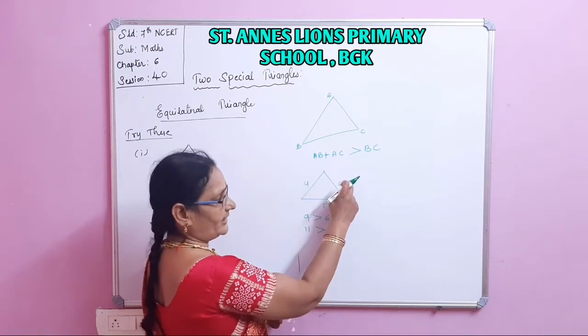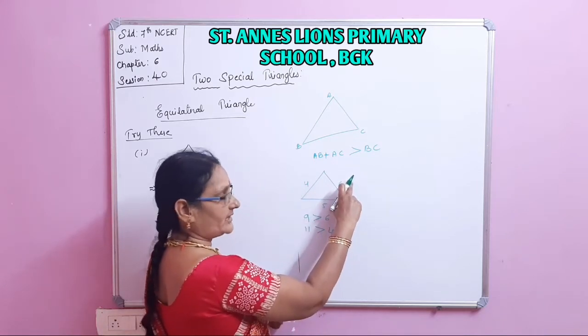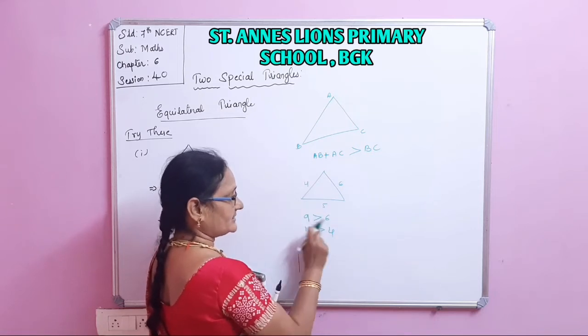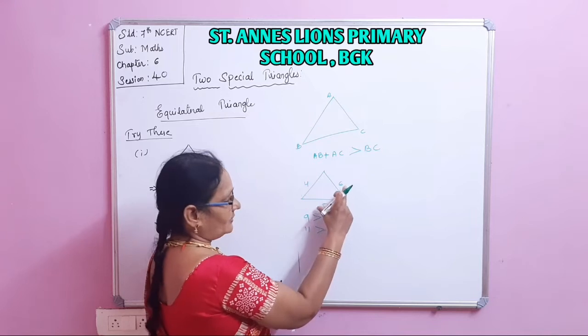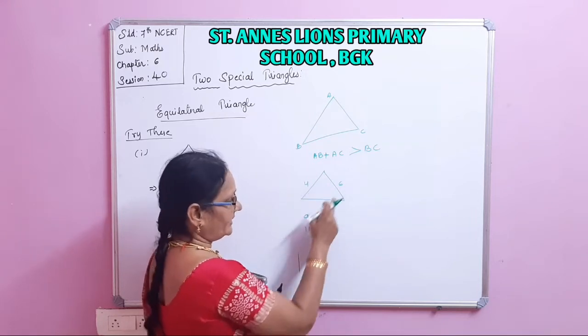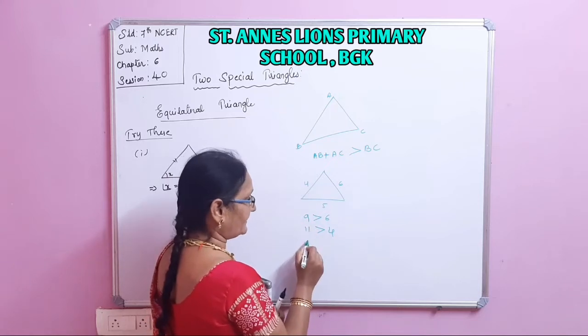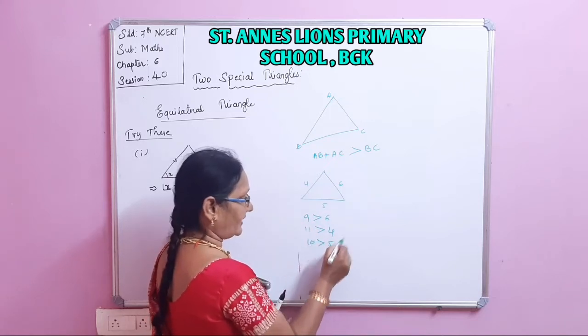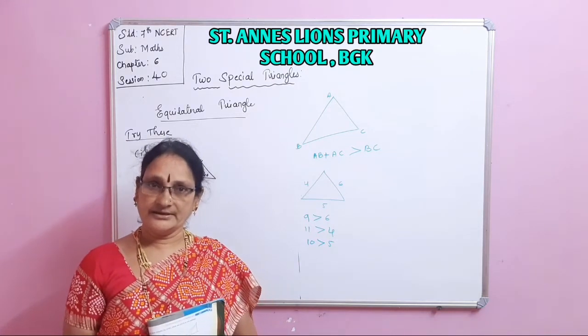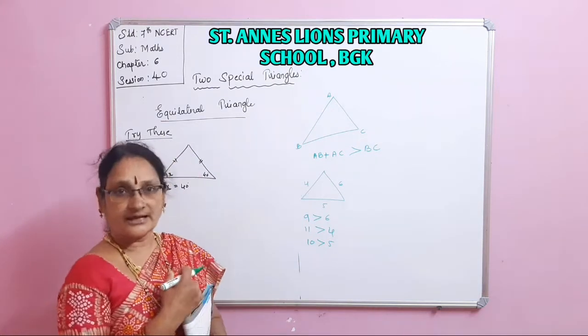If you take these two, the sum of these two must be greater than the third side. 4 plus 5 is 9. 9 is greater than the third side, 6. 5 plus 6 is 11. 11 is greater than 4. Yes. Then 6 plus 4 is 10. 10 is greater than 5. All three conditions are satisfied. Then we can construct this triangle.